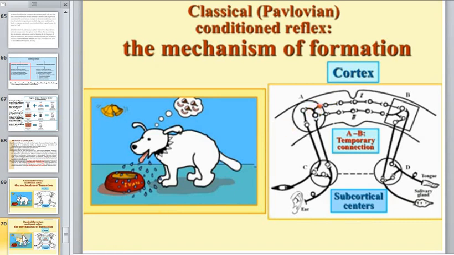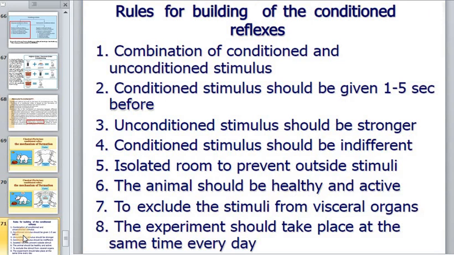So it is almost all for today. Here we see these simple rules, like summary rules, for building conditioned reflexes. Here we see the combination of conditioned and unconditioned stimulus. The conditioned stimulus should be given 1 to 5 seconds before. The unconditioned stimulus should be stronger. The conditioned stimulus should be indifferent.